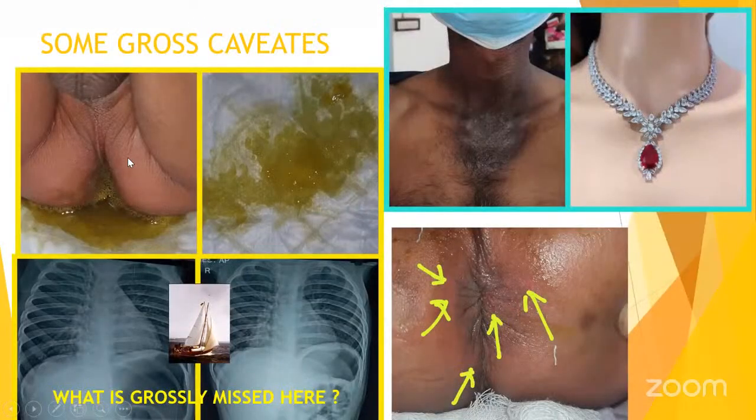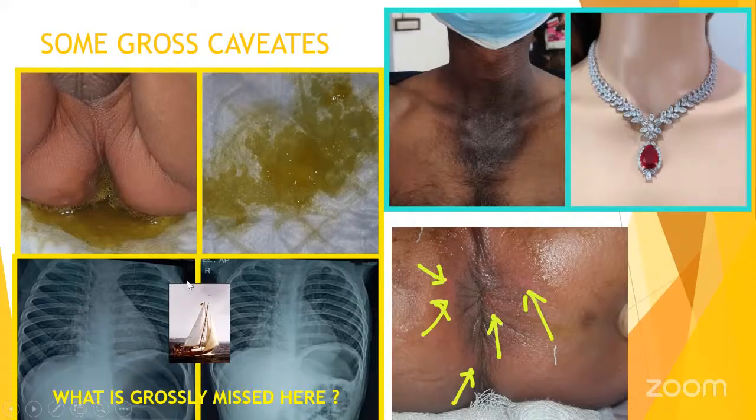And here I have one pediatric age group patient presenting with chronic diarrhea. On macroscopic examination of stool, there are multiple bubbles, which is pathognomonic of carbohydrate malabsorption, where you have multiple bubbles with liquid stools.